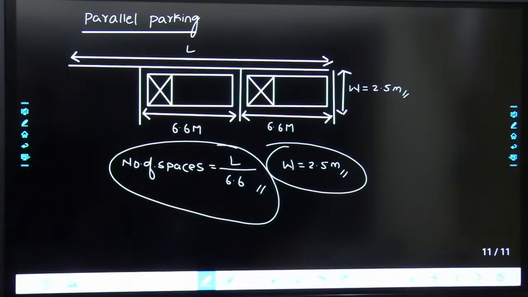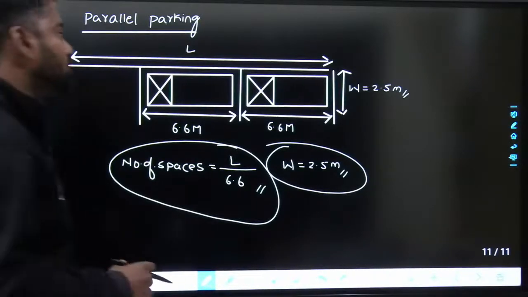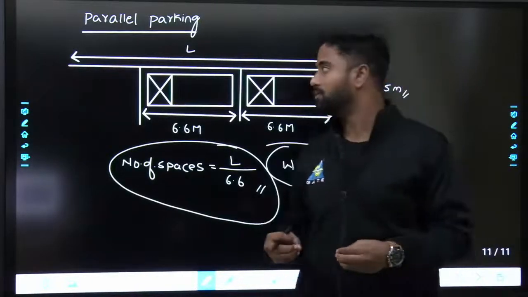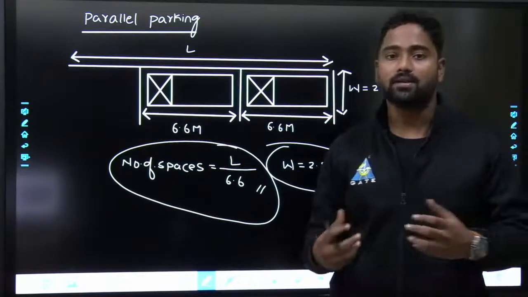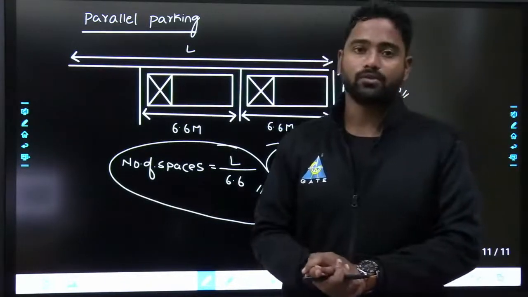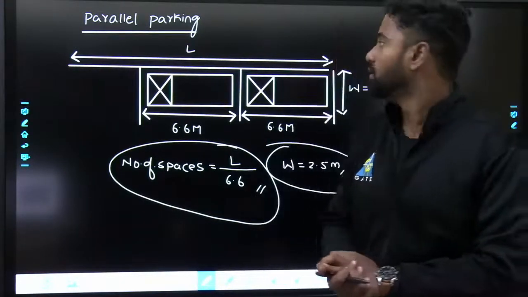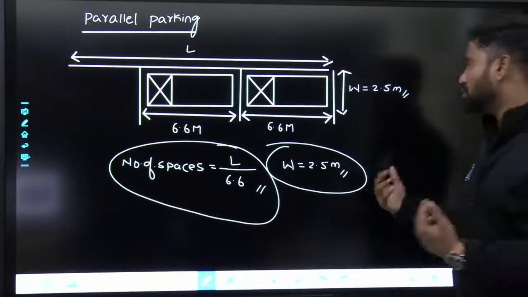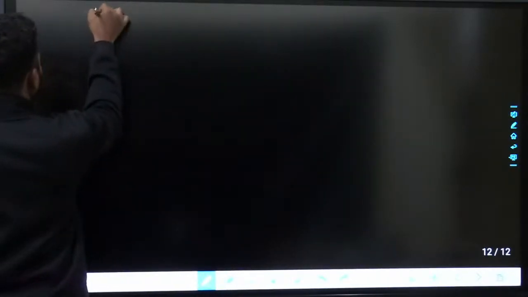Any doubts, guys? In parallel parking, I have given you the number of spaces available, and the width is generally 2.5 meters. We are the ones who have to design the parking also, like how much space should be available and what type of parking is preferred, whether it is parallel parking. If the width is less, we go for parallel parking. If the width is more, then we go for different types of parking, like angle parking.